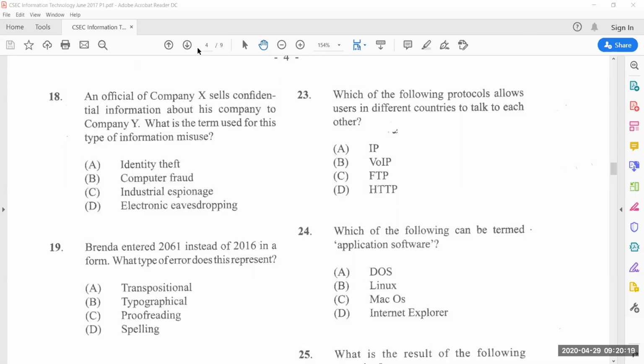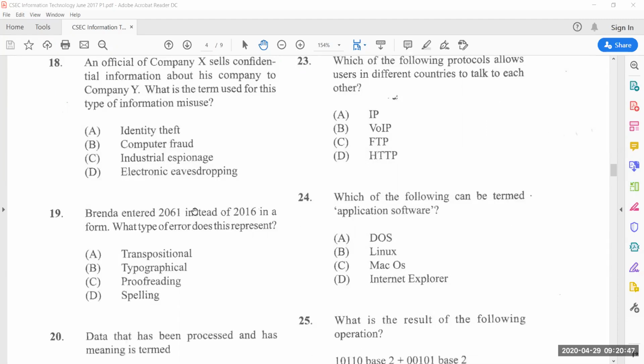Right. Remember industrial espionage. By definition, some organizations try to gain an advantage over their competitors by illicitly gaining access to information about their marketing strategy, research, and expansion plans, etc. So based on our definition, the answer to the question is C. All right, let's move on to 19.